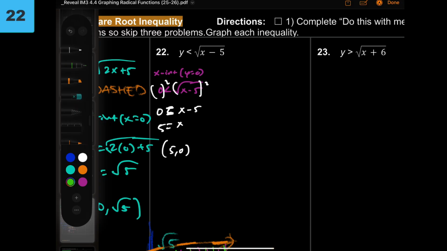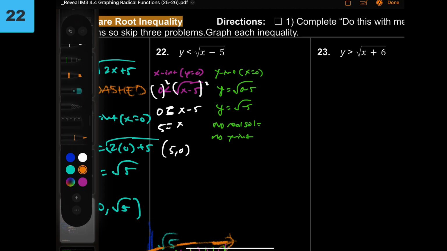Okay, so then if I do a y-intercept, I make x 0, and then I'm going to get the square root of negative 5. Remember, this is complex, which means there is no real solution, which means no y-intercept. Okay, so let's go ahead and graph this really quickly. Now if I go to (5, 0), your graph's going to look something like this.